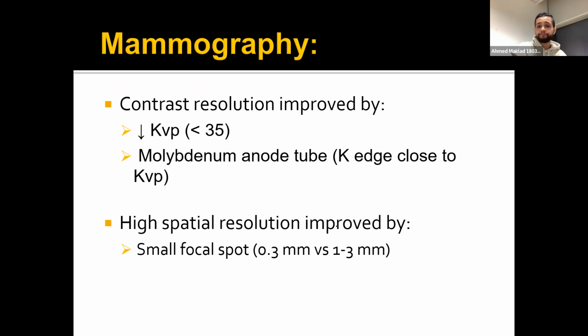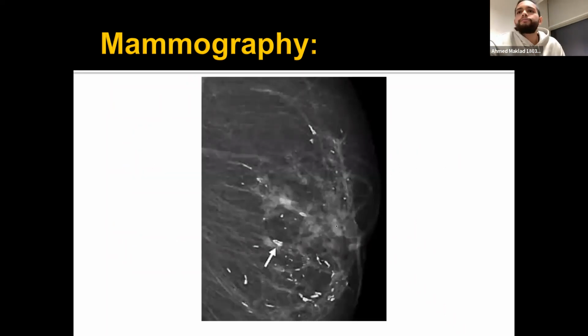Is this part clear? Perfect. All right. This is a mammography. The arrow is showing you a microcalcification.